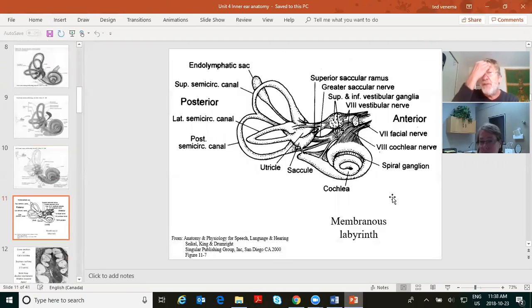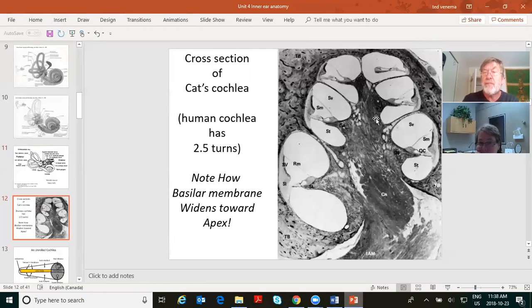The 2 halves. This is a picture only of the membranous labyrinths, of the vestibular system on the left and the cochlea on the right. And you can see all, whoops, don't move that, Ted. And you can see all the fibers of the 8th nerve from the vestibular system and the cochlea migrating together to go to the brain.